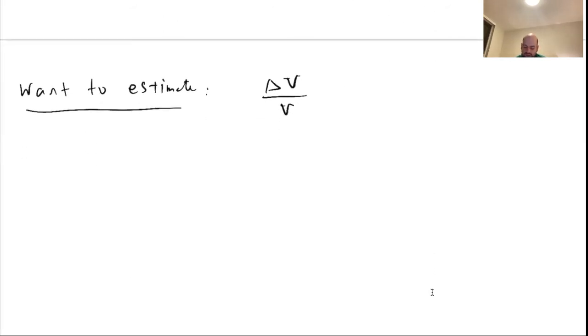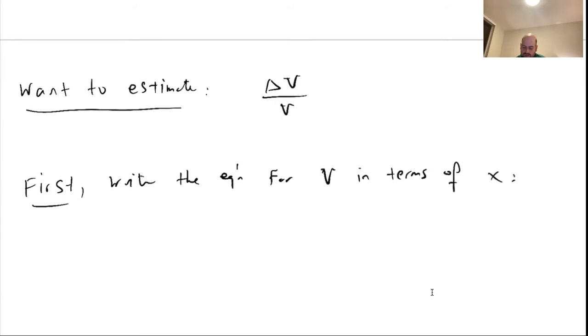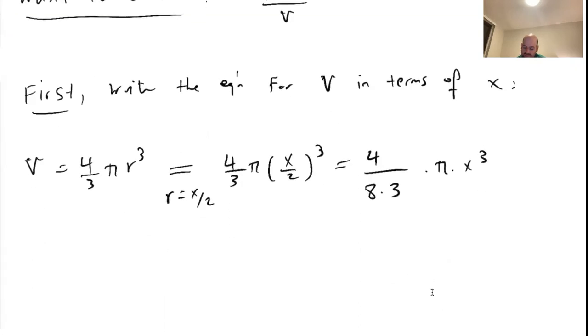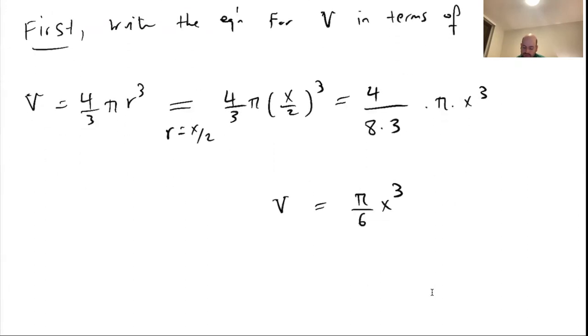So what is the formula for V? First, write the equation for V in terms of x. The volume V is 4 over 3 pi r cubed, where r is the radius. And of course, the radius is half of the diameter. So this is 4 over 3 pi times x over 2 to the power 3, which is 4 over 8 times 3 times pi times x cubed, and that's pi over 6 x cubed. So this is the formula for V.